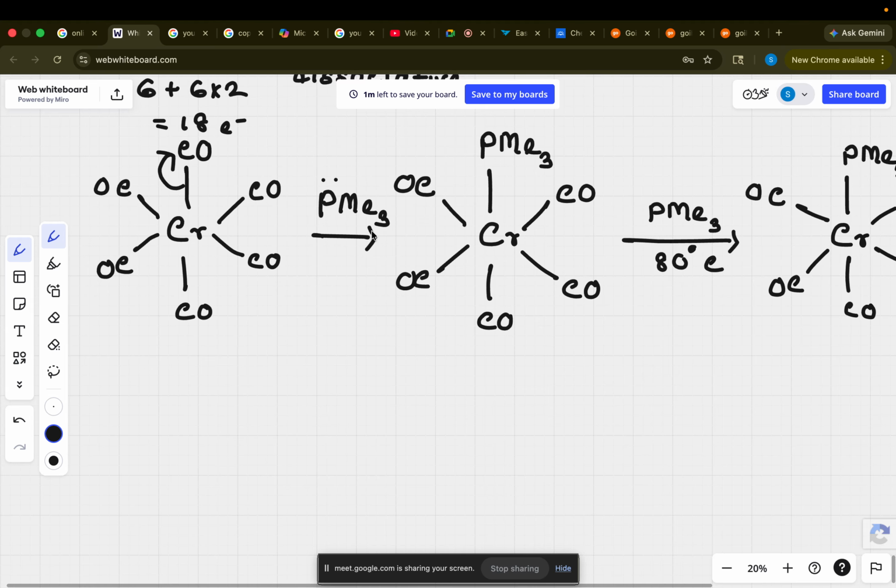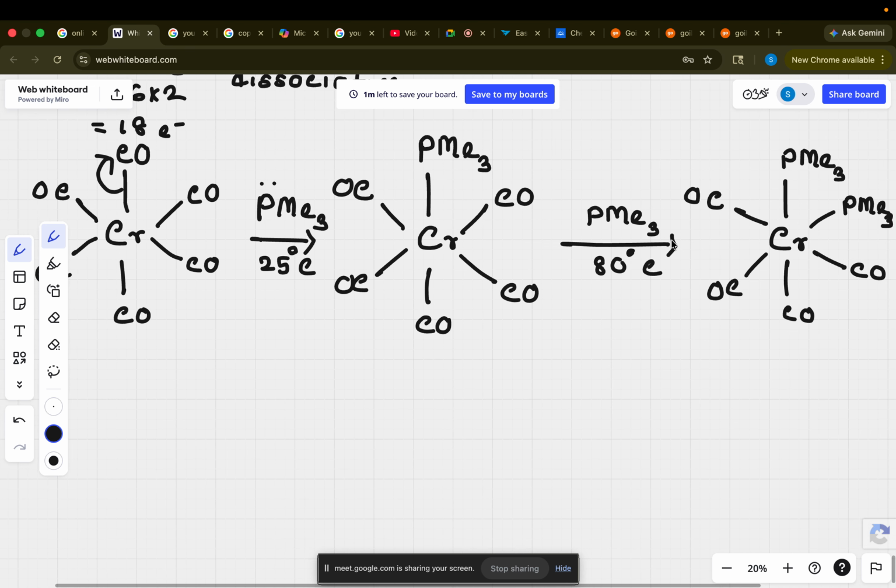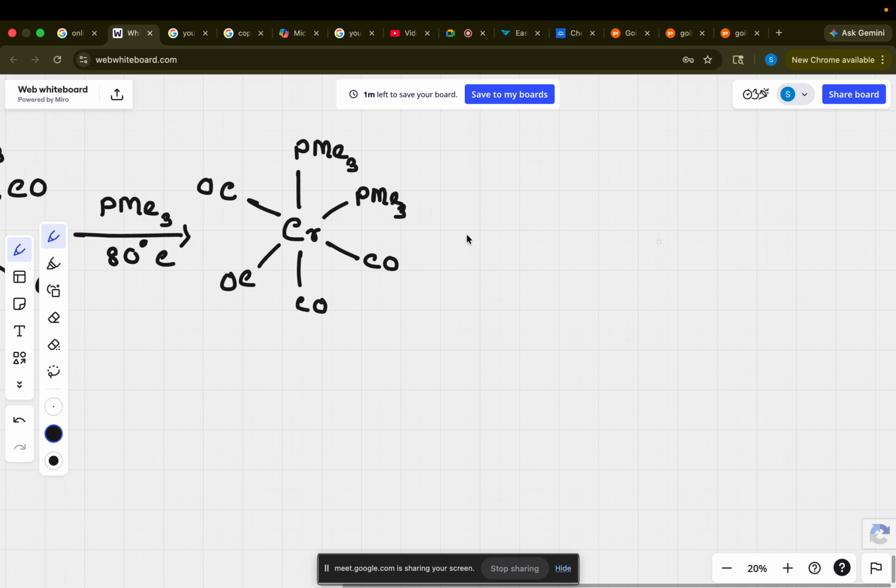Initially when you incorporate one PMe3 here, the temperature required for this reaction is 25 degree centigrade. That means normal room temperature. The reaction is happening at room temperature, but in the second step you have to increase the temperature to 80 degree centigrade. Now suppose I want to add another PMe3 ligand in this complex. That time the temperature required is 110 degree centigrade. So can you tell me why the temperature is increasing, why we need higher temperature?